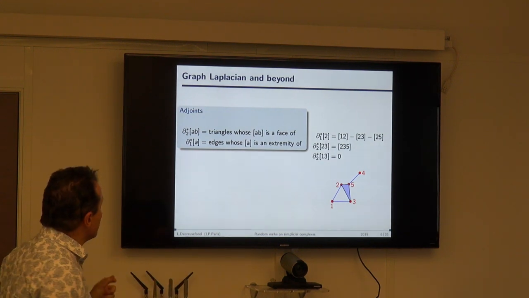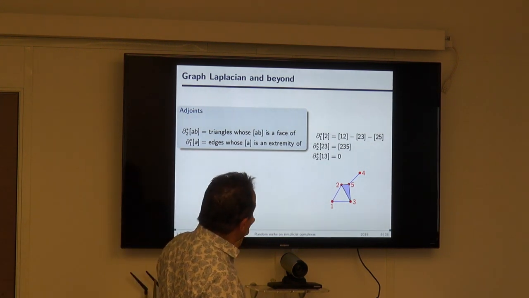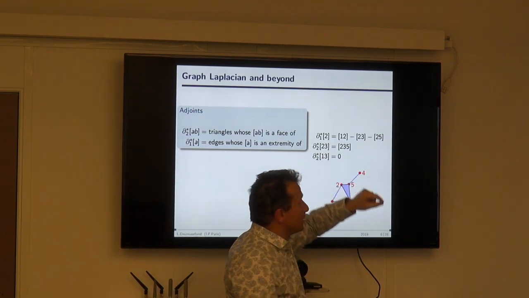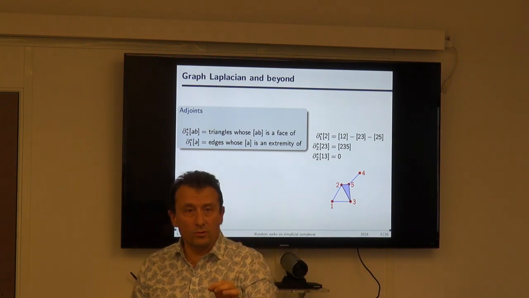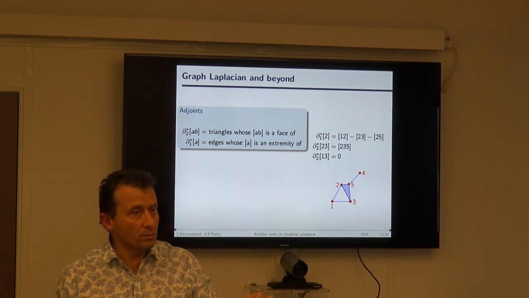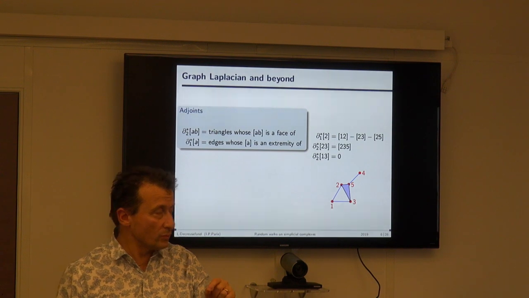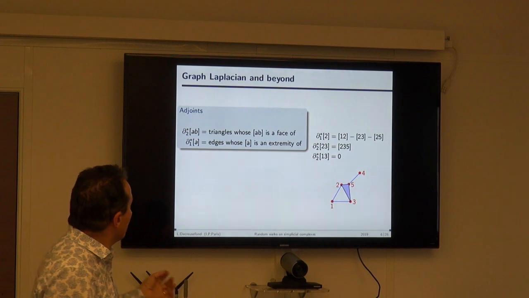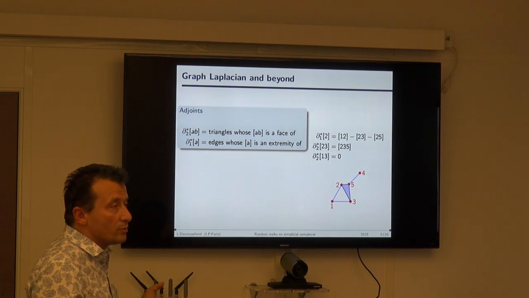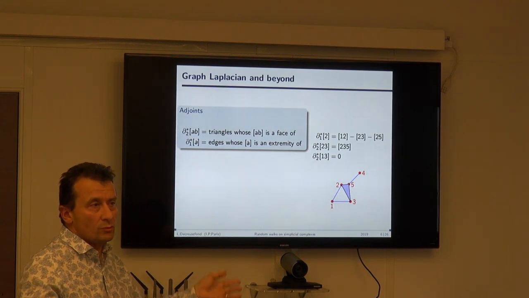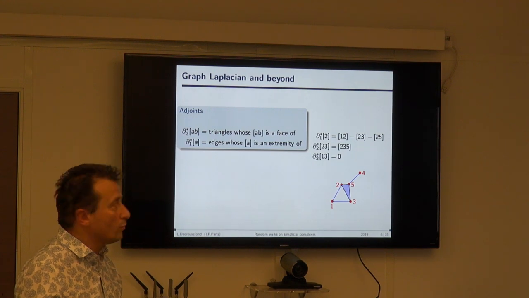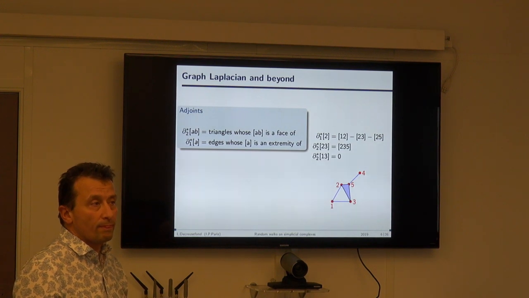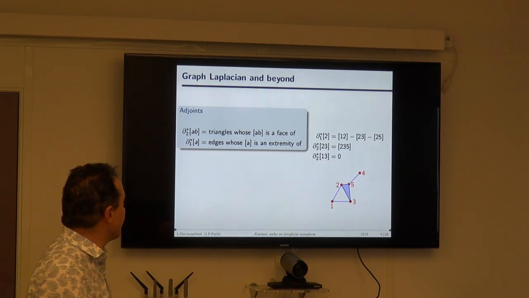You can do the same thing for partial 2 star. So partial 2 star of an edge is the triangles which are adjacent to this edge. So partial 2 star of 2, 3 is 2, 3, 5. There is only one triangle. And partial 2 star of 1, 3 is 0 because no triangle is adjacent to 1, 3. Recall that 1, 2, 3 is not in my list of triangles.